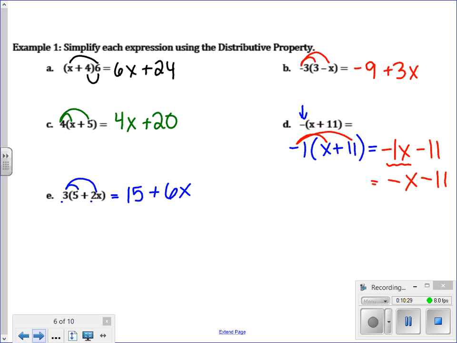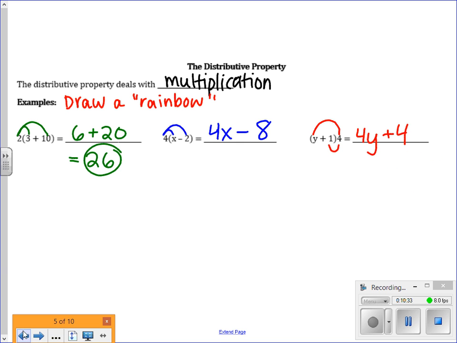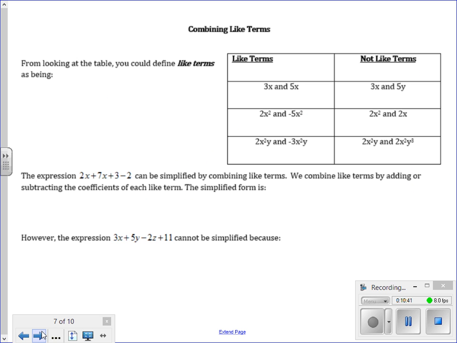Now that we've spent some time using the distributive property, let's talk a little bit about why we could not simplify these two examples up above anymore. That has to do with something called like terms. So we're going to deal with combining like terms. When I look at this table on the slide here on the right, I have examples of like terms and examples of not like terms.